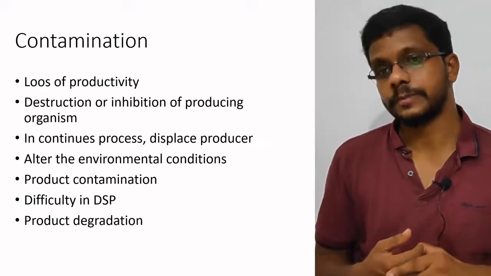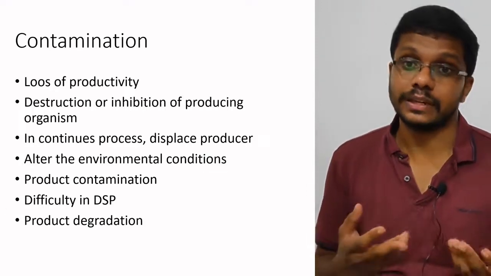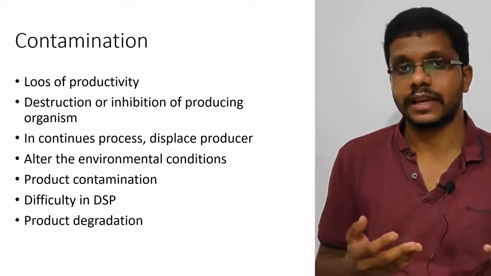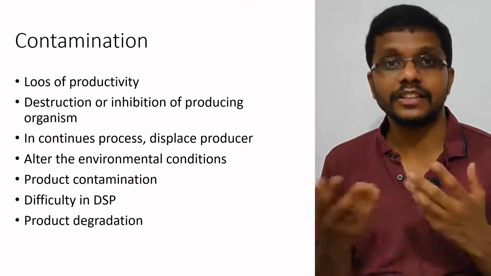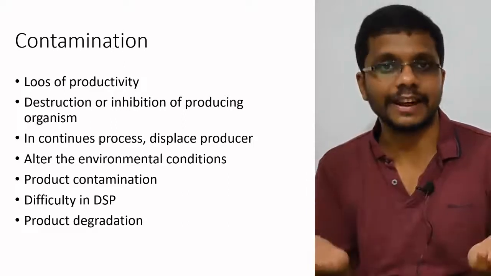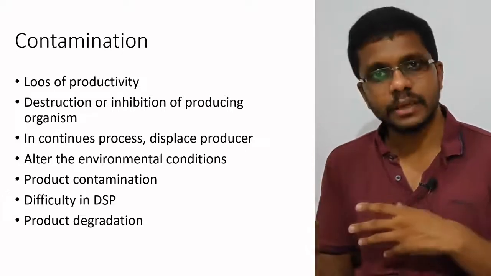also reduced. Then destruction of the producing organism. It is especially true when it is contaminated by a bacteriophage or another type of virus against a fungus or something like that. If a bacteriophage came to a fermentation done by a bacteria, what happens? It will kill the bacteria. So the number of producing bacteria will reduce. Or sometimes it will just inhibit.